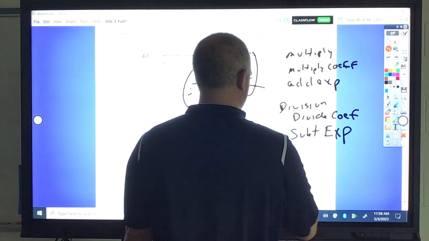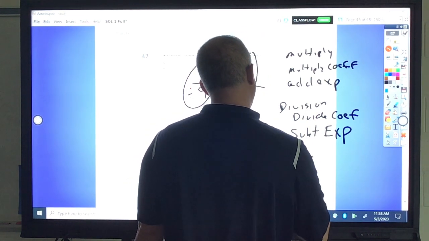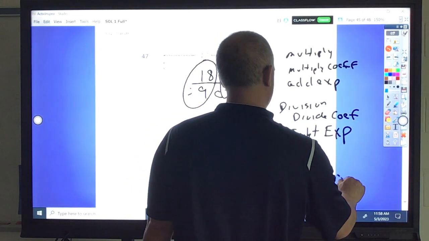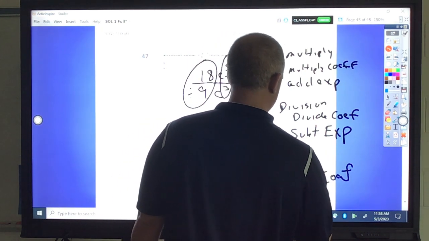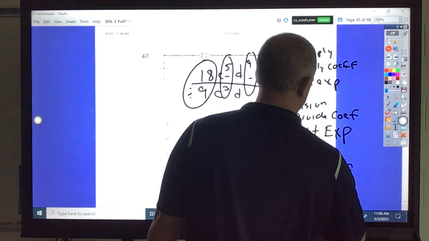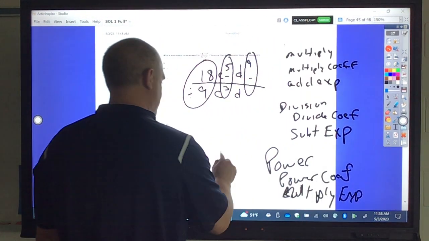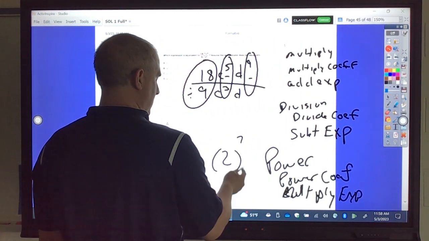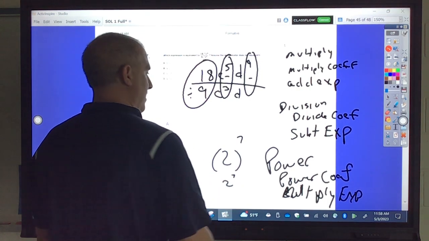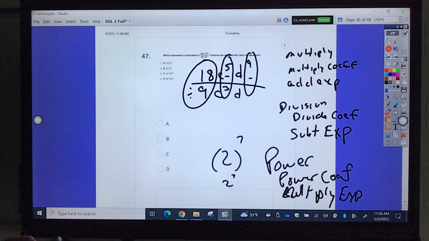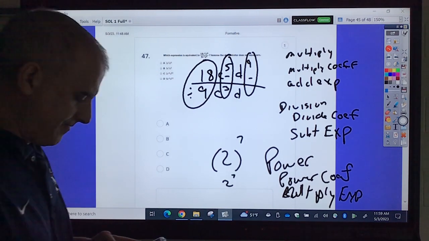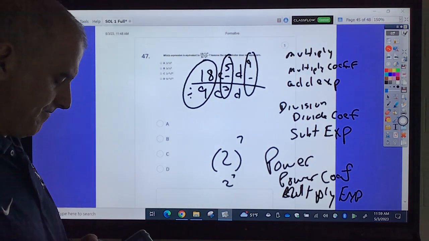And then the power rule is power coefficients, okay, subtract exponents. I'm sorry, multiply exponents. Okay, and remember when you have the power rule, that means 2 to the 7th power. All right, so let me see if I can find out what this question has on it. So please bear with me while I pull it up.